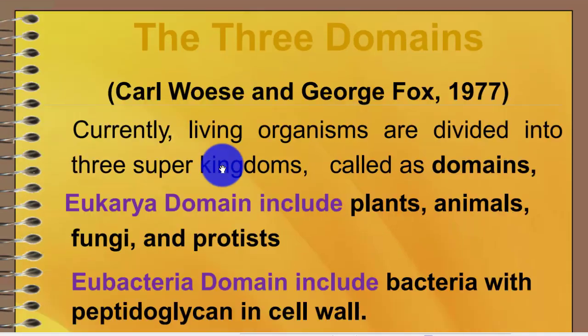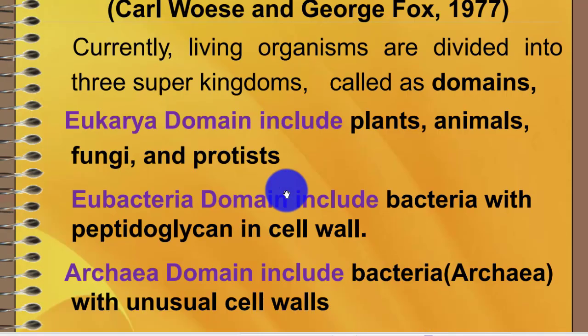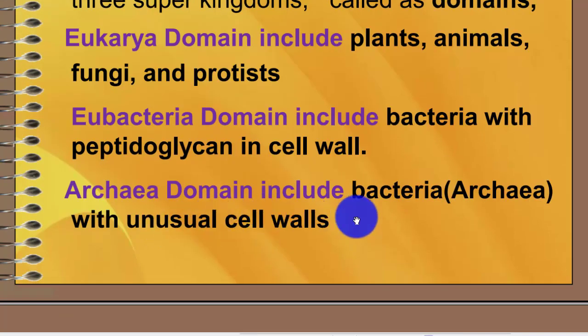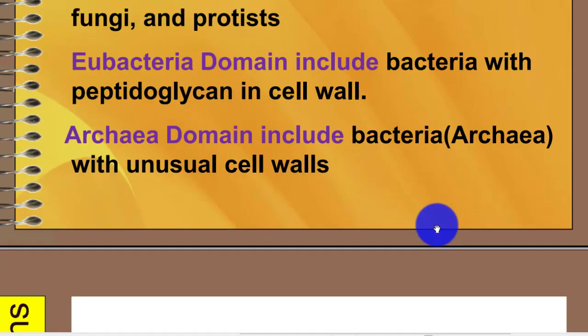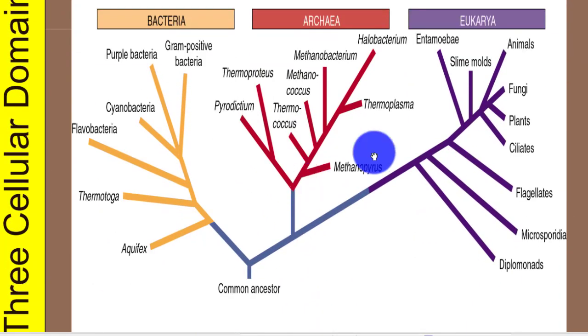The three domains, currently by Carl Woese and George Fox in 1977. Currently living organisms are divided into three super kingdoms called domains. The Eukarya domain includes plants, animals, fungi, and protists. The Eubacteria domain includes bacteria with peptidoglycan in the cell wall. The Archaea domain includes archaea with unusual cell walls. Here the bacteria, here archaea, and eukarya.